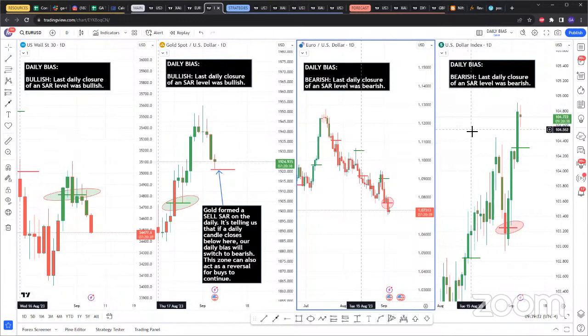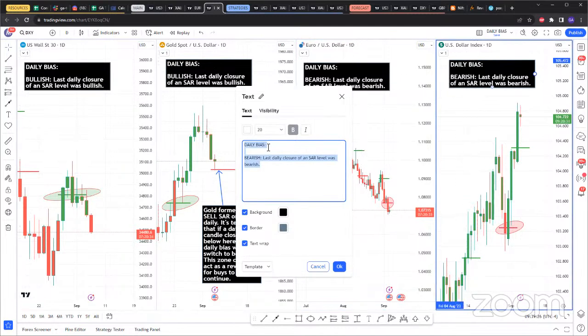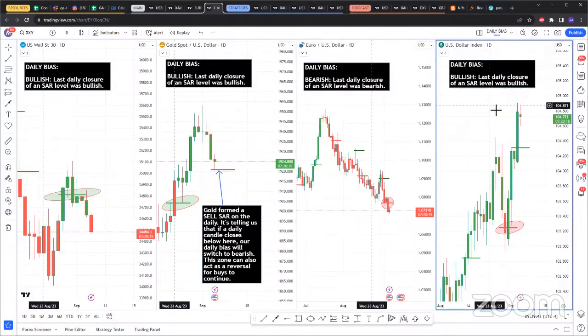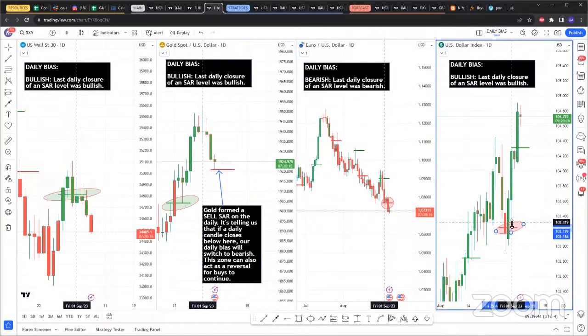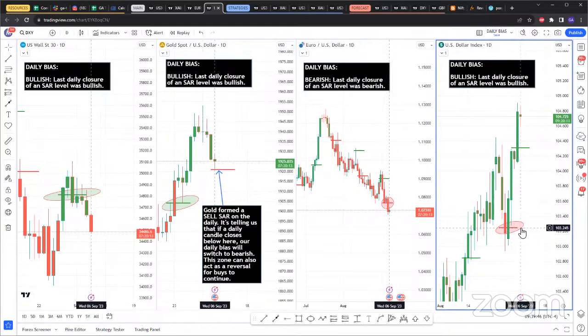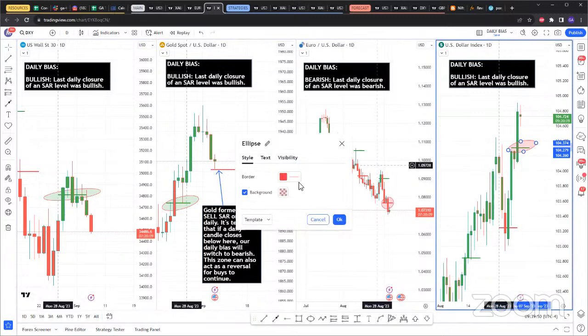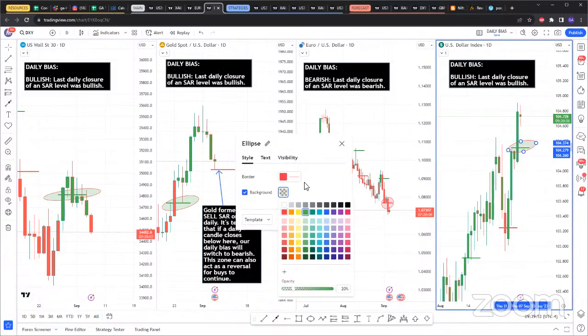And on the dollar, daily bias is bullish right here because the last closure was this. Let me change this to green right there.